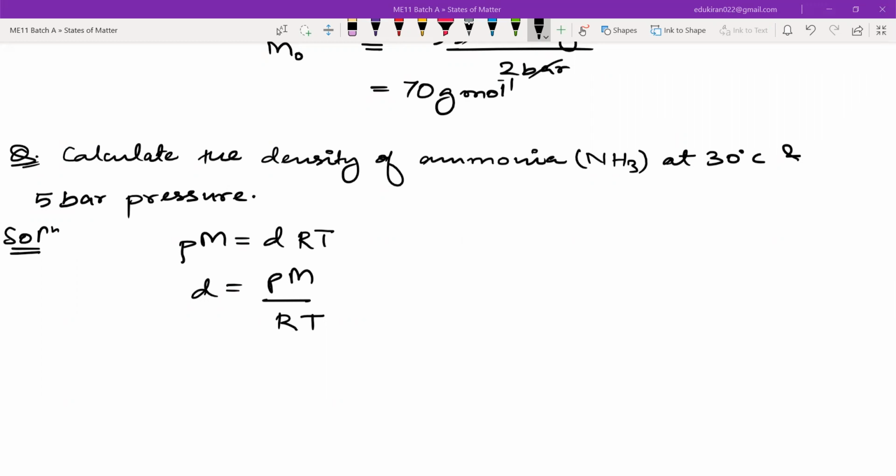So here we can take pressure as bar itself. Yeah, pressure will be bar itself. And the students who have attended the class in which we discussed the universal gas constant, you have to look at the list and then take one of the values of R. Okay, take one of the values of R.